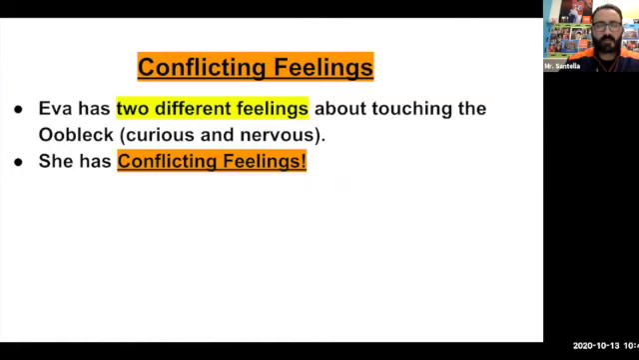Conflicting feelings. Eva has two different feelings about touching the oobleck, curious and nervous. She has conflicting feelings. Again, everybody does. At some point, you'll have conflicting feelings about something.